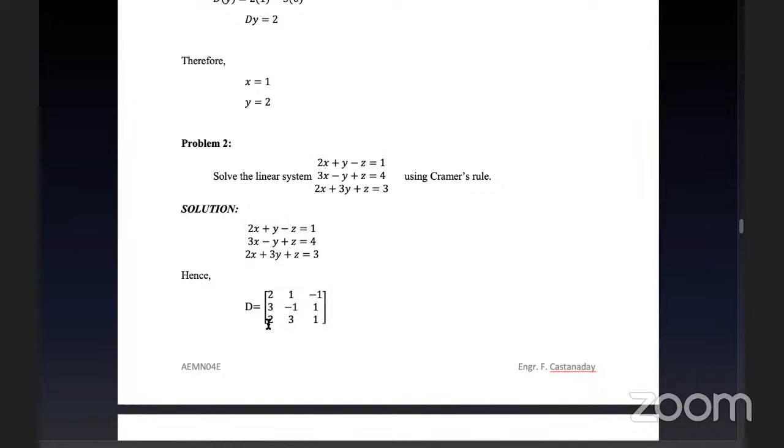So 2, 3, 2 is the first column. Ito yung coefficient ni x. Kuha na ako ng ballpen. Wait lang, guys.